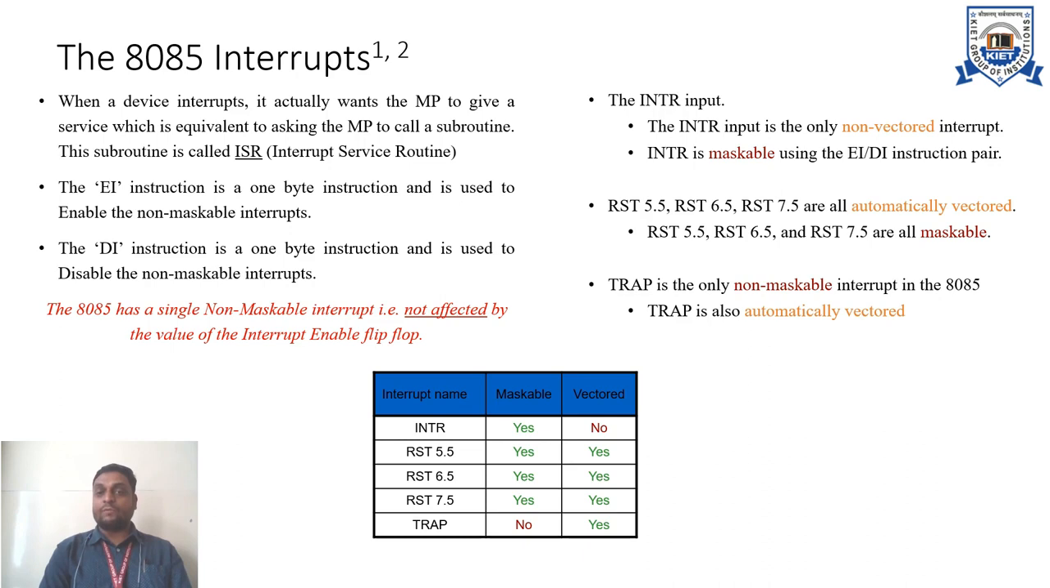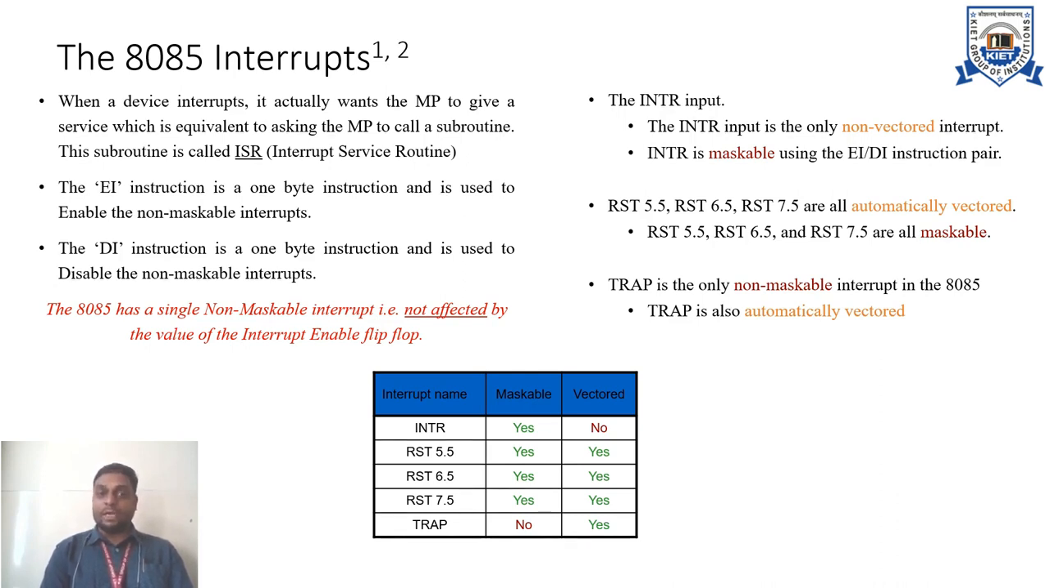All these four types of interrupts, RST 7.5, 6.5, 5.5 and INTR, are maskable. Only the trap is non-maskable. Trap and RST interrupts are vectored interrupts, whereas INTR is a non-vectored interrupt. We'll discuss vectored and non-vectored interrupts later in the video. Now, we have discussed all types of interrupts.